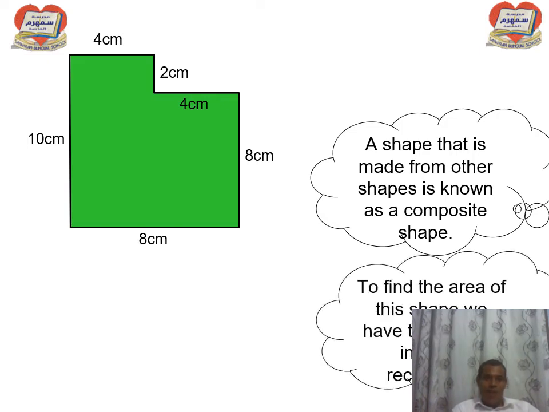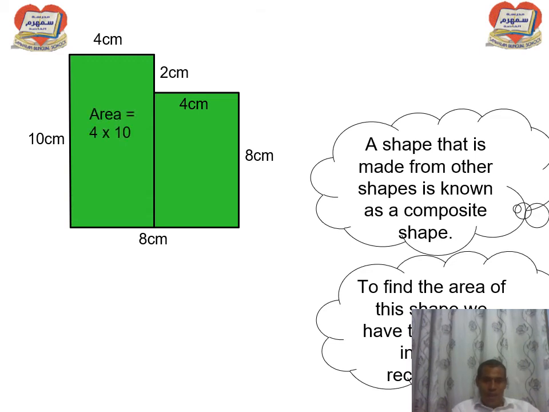If we would like to work out the area of this shape, you will divide this compound shape, or composite shape, into 2 rectangles. This is the first rectangle, you see. The width is 4, the length is 10. So 10 by 4 is 40.